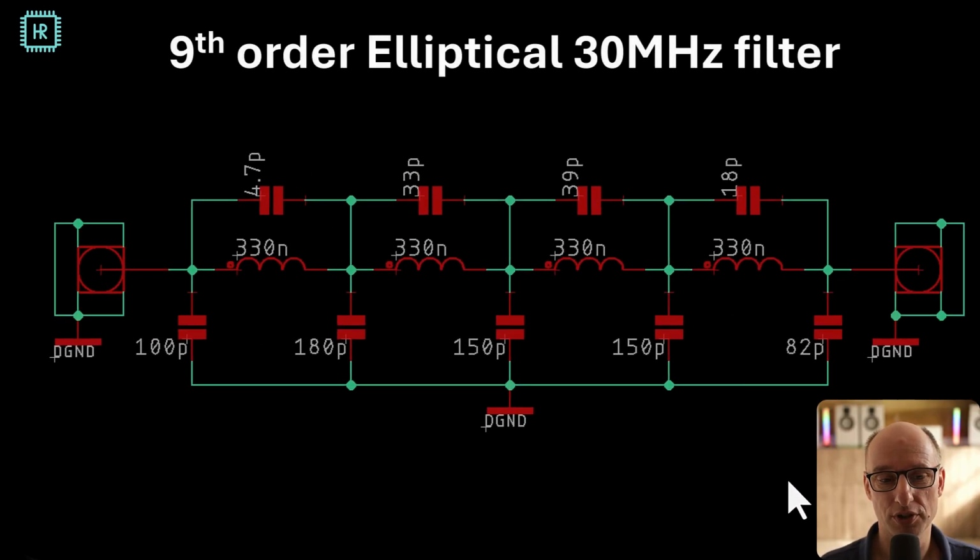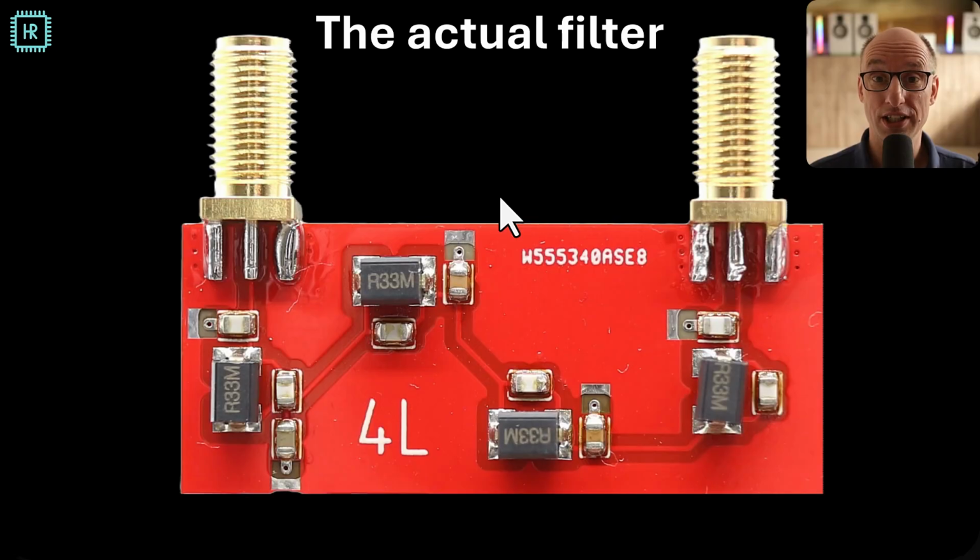So this is the filter circuit I'll be using. Some of you may know it from previous videos. It's a 9th order elliptical 30 MHz filter, and it has a very steep response. So it's very flat up to 30 MHz and then it drops down like a brick. And here you can see the actual filter board. You have the in and the output connector, 1, 2, 3, 4 inductors, and the rest are all capacitors.